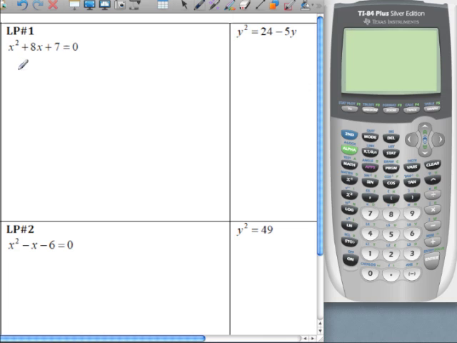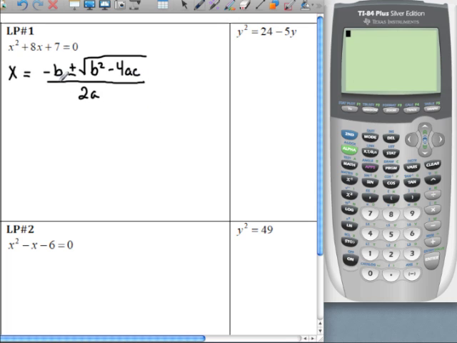What you need to do first is look at your second-degree equation and make sure it's set equal to 0. This one is. I'm just going to write down the quadratic formula, which is negative b plus or minus the square root of b squared minus 4ac, all over 2a. I like to write this down because when I enter it in my calculator, I can look back at it and make sure I don't miss anything.